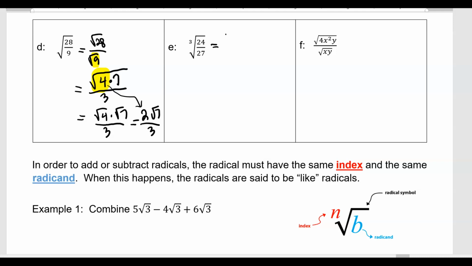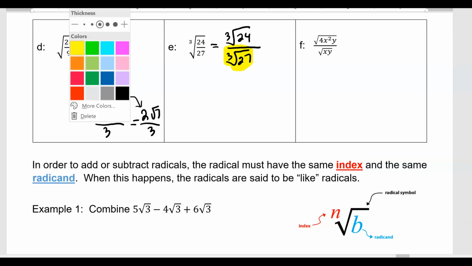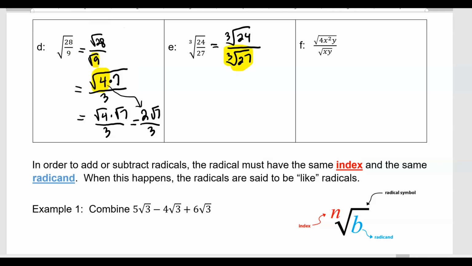Let's move on to E. We have the cube root of 24 over the cube root of 27. Now, 27 is on our perfect cubes list, so that's not an issue. But 24 is not. However, 8 is a factor of 24, so you can split it up as 8 times 3. And of course, the cube root of 27 is 3.